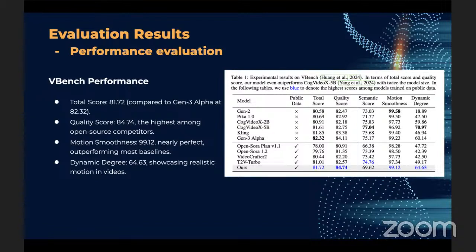VBench, yeah. And here, normally, if we look into the motion quality, this model achieves competitive results, especially for motion-related metrics. For example, the dynamic degree ranks second at 64.63, showing its strong temporal dynamic learning. As you can also see, the quality score is 84.74, highest among other open source competitors. Comparing to baseline models, it outperforms a lot of other open source models like OpenSora and CogVideoX, especially in motion smoothness, temporal flickering, and dynamic degree.